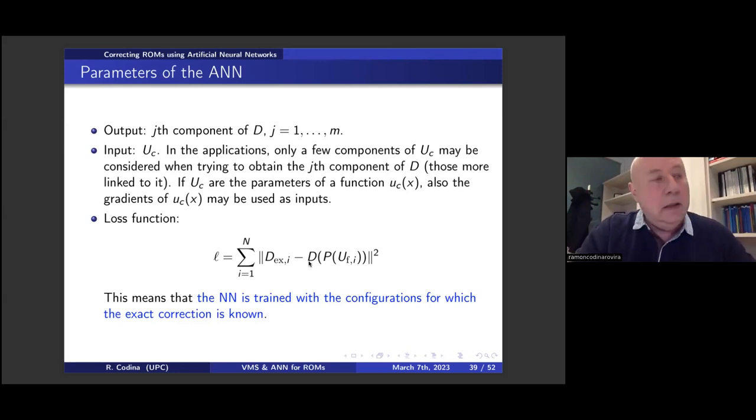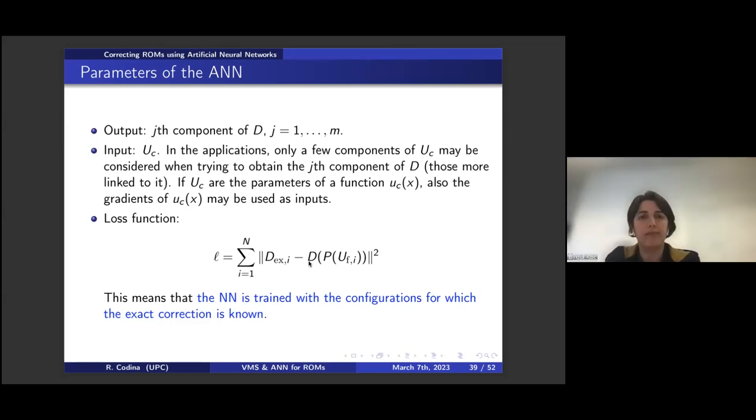And for the fitting we use a training set, so the solutions with which we train the neural network are the snapshots, because we have them at our disposal. We have used the snapshots for the construction of the POD basis, and we can reuse them to correct the model. Okay, I see. Thanks.